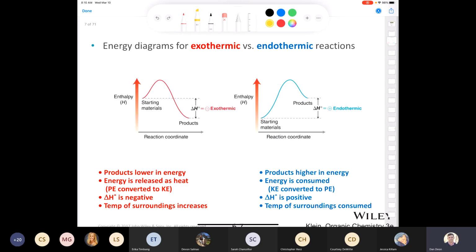So that means we have to put heat into the system, don't we? Right? We have to put heat into it. And so the temperature of the surroundings is going to get consumed. That's another way of saying the temperature of the surroundings from the reaction is going to decrease, right? And in this case, our delta H is a positive value, and we have what's called an endothermic reaction. So you need to know the difference between an endothermic and an exothermic reaction. All right, there we go.